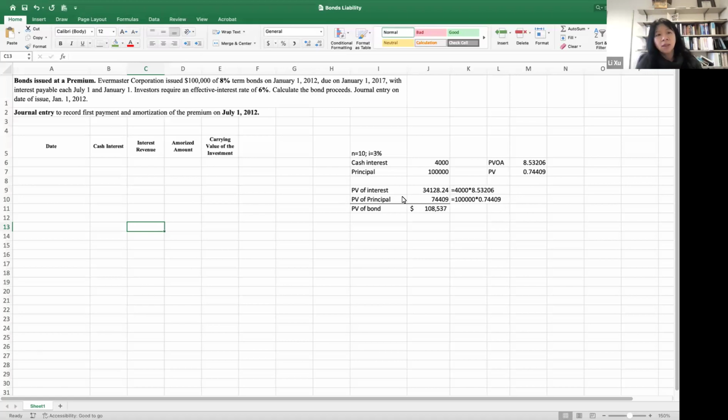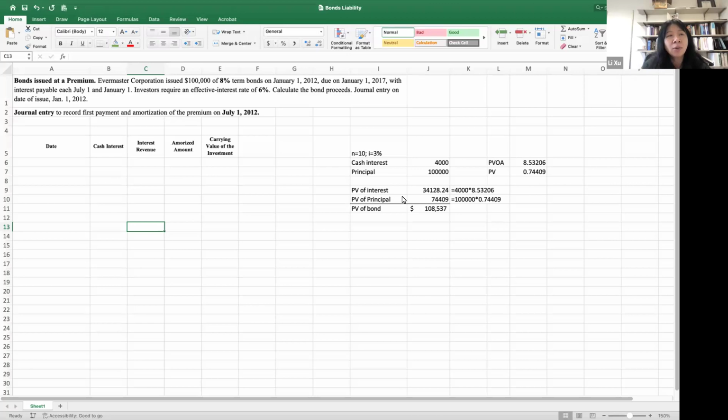When it goes to the market to issue the bond, the investor will assess the risk of the issuer, and based on how risky the issuer is and the interest structure, the investor decides, hey, I'm going to pay a 6% real interest rate. Therefore, in this case, the market rate is 6%.